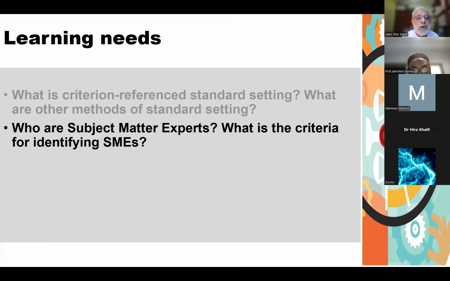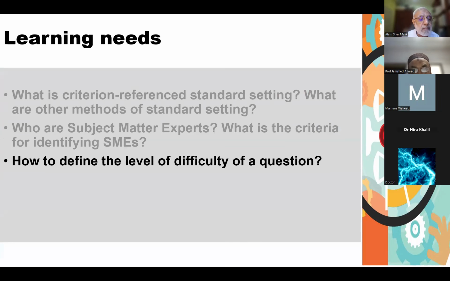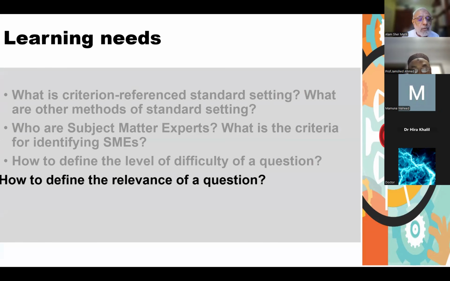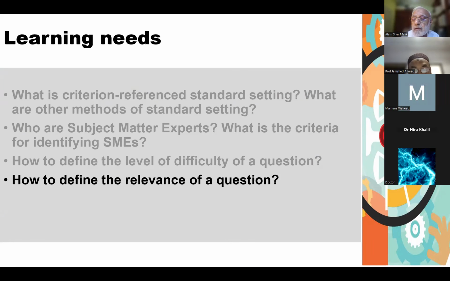Number two, who are subject matter experts? What is the criteria for identifying these SMEs? How to define the level of difficulty of a question? How to define the relevance of a question?